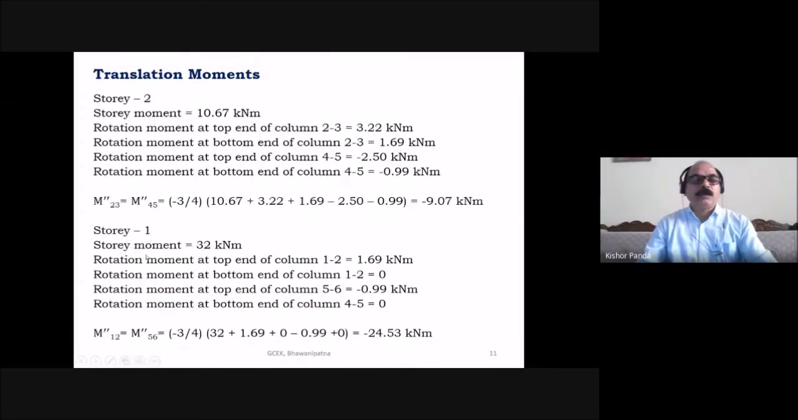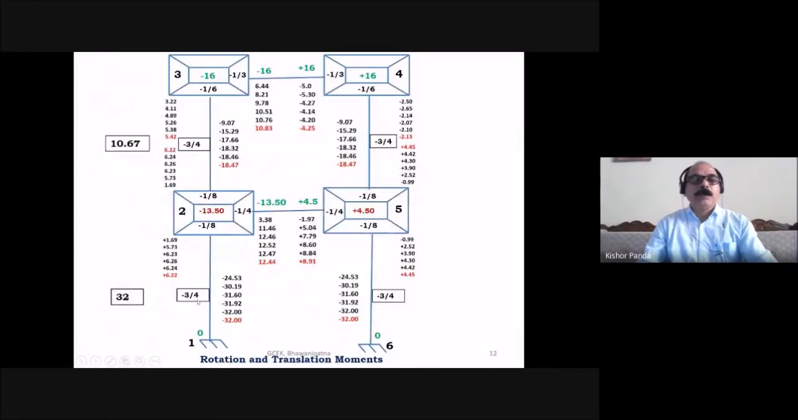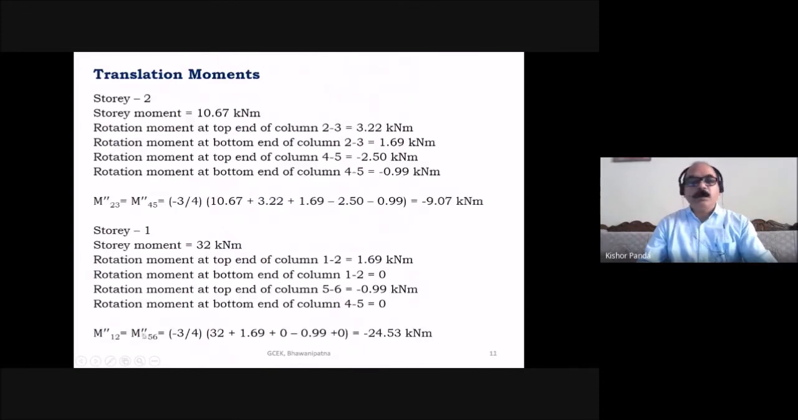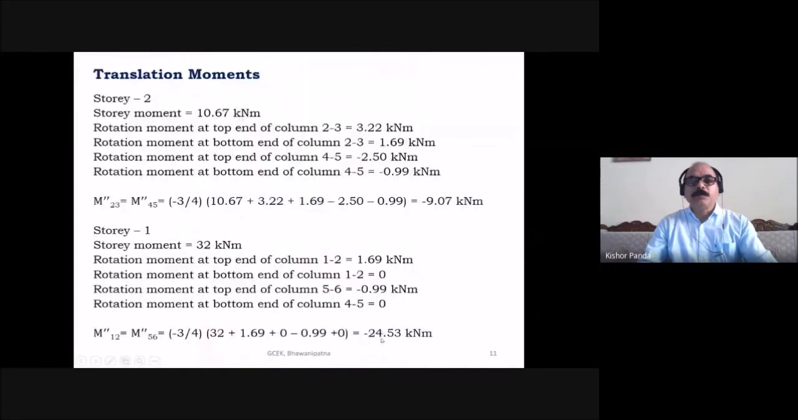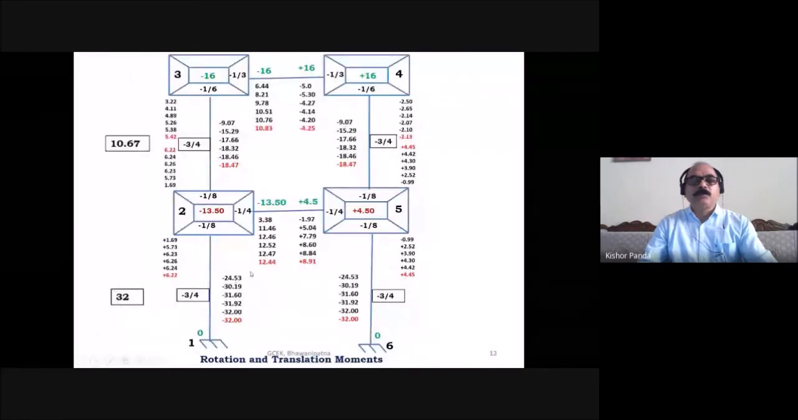Similarly in story 1, what is the story moment? 32. And what is the top end rotational moment? Here you got 1.69 and here you got 0.99, but this side the rotational moment is 0. So you take the translation factor as -3/4. Using this, M-12 is equal to M-56 is equal to -3/4. This is the translation factor, and this is the story moment, and 1.69 here, 1.69, and this side 0 plus 0, and here also -0.99, and this side also 0. So -24.53. So here you put this -24.53.